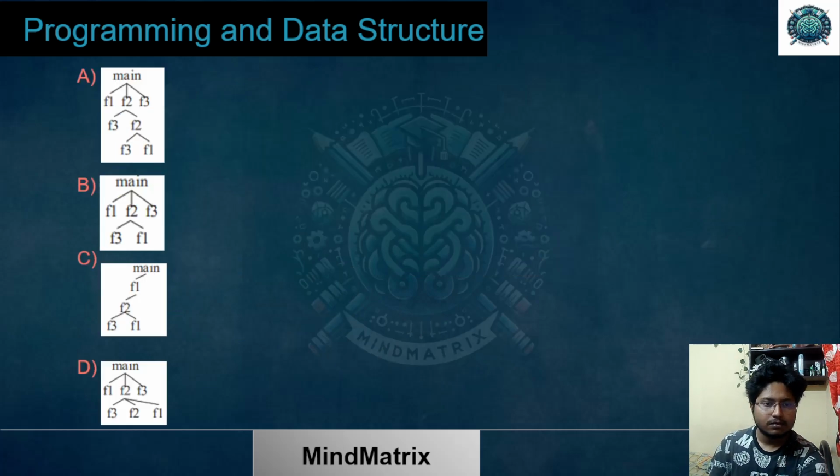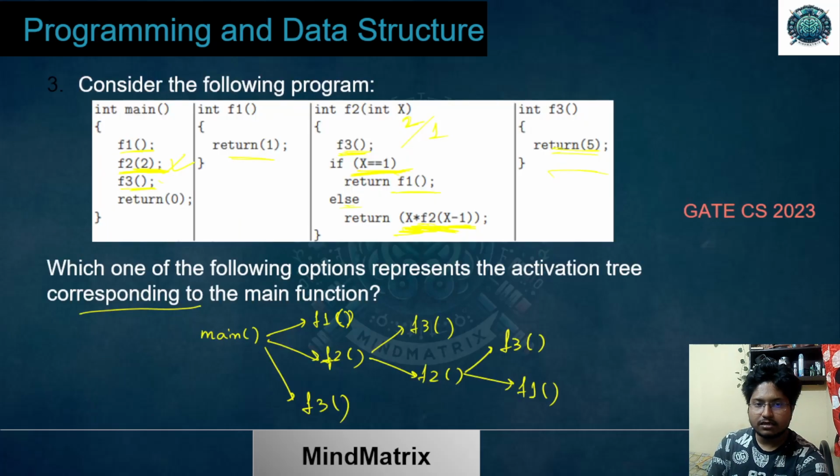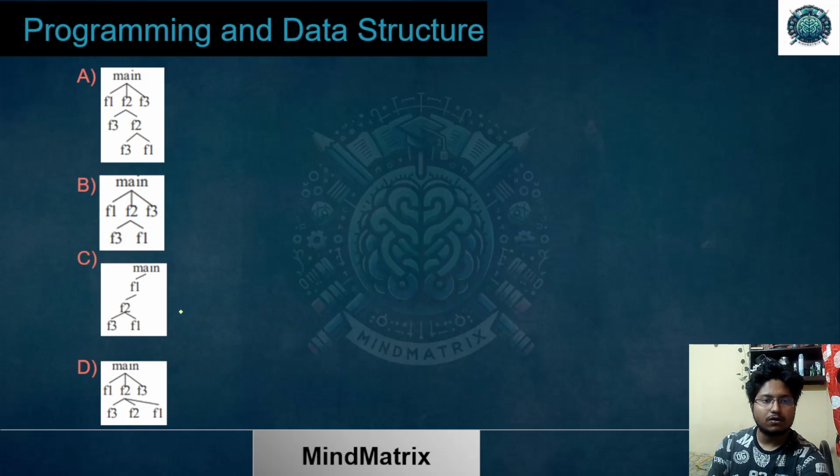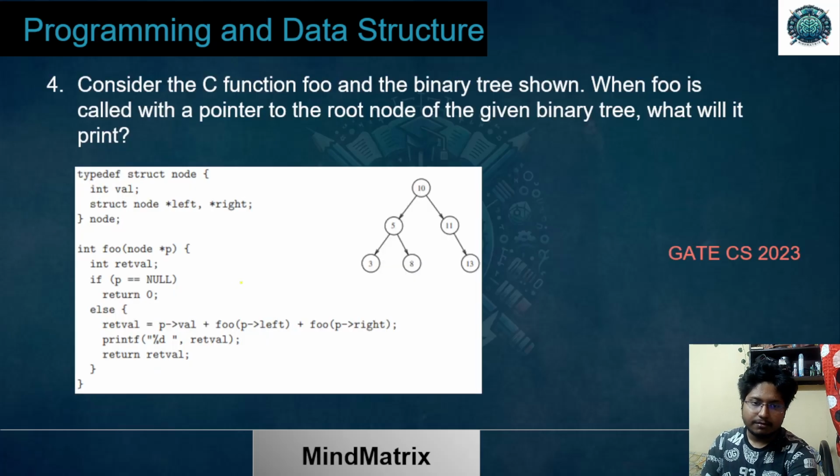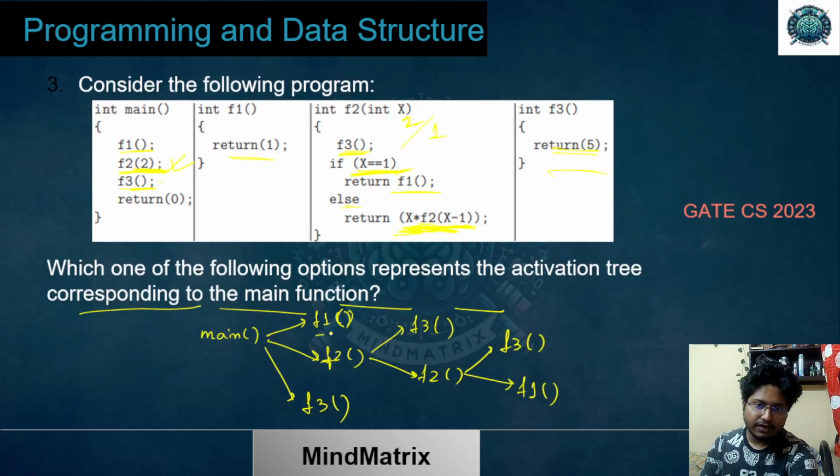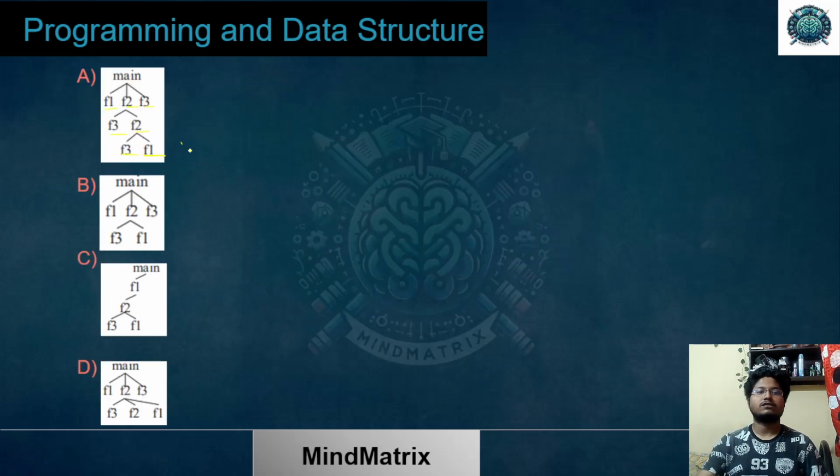Let's see. First of all, how many levels are there? Level 1, level 2, level 3. So this is level 3, this first one is level 3. What is this? Main calls f1, f2, f3; f2 calls f3, f2; f2 calls f3; f1. This is the call sequence, right? Yeah, this is it. So the answer is.